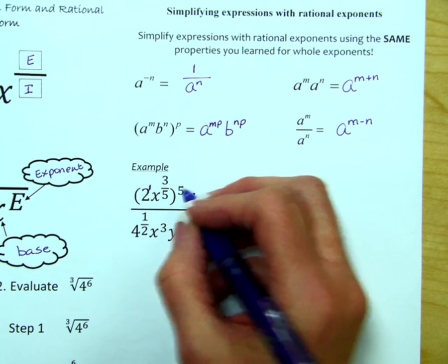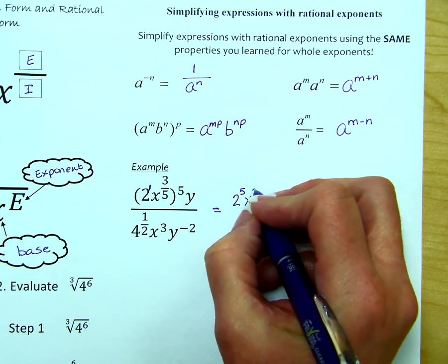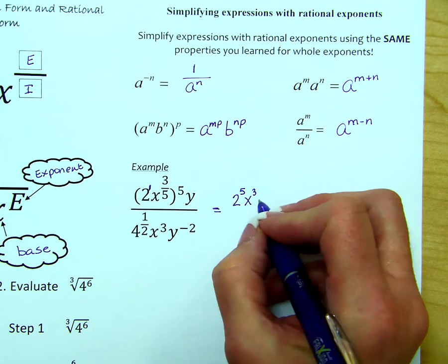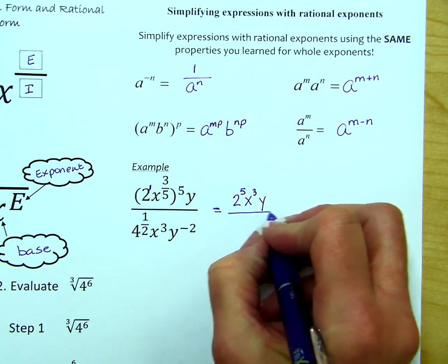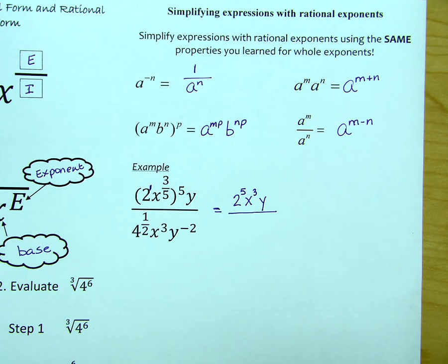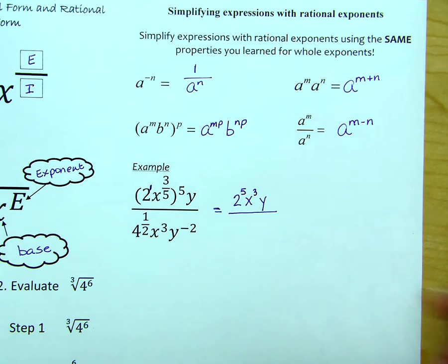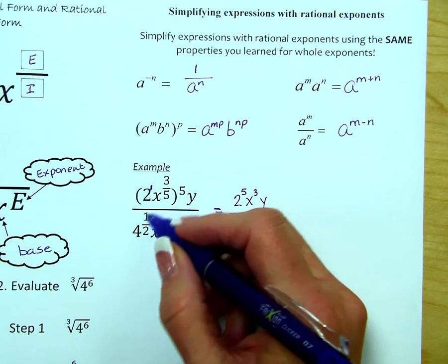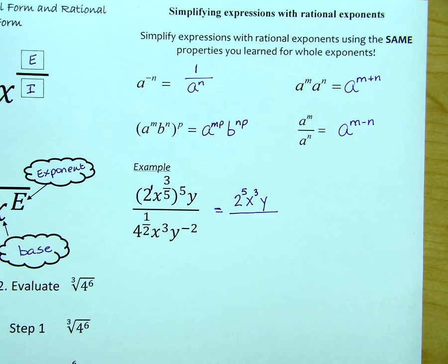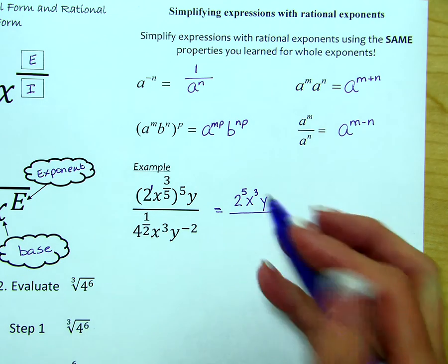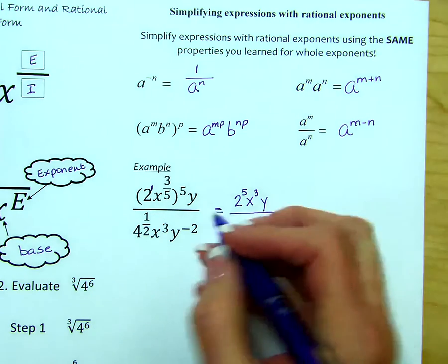X to the 3/5 times 5 actually gives us a nice pretty 3. And then we have our y. So there is our numerator, simplified somewhat. Now I'm going to take this 4 to the 1/2. Since this will not reduce to a nice whole number that I can square or cube, I need to go ahead and write it in radical form.